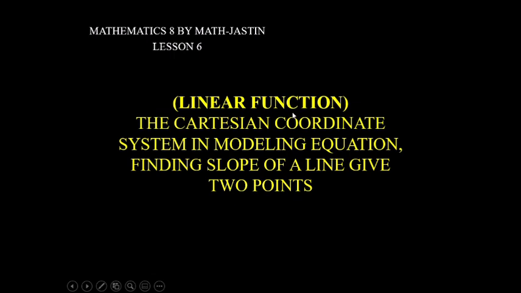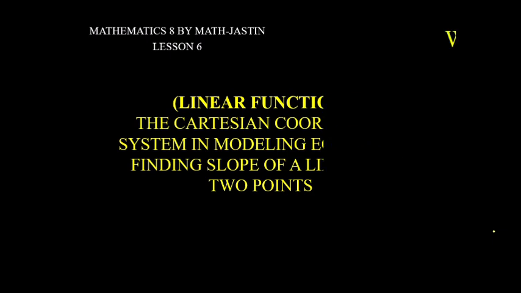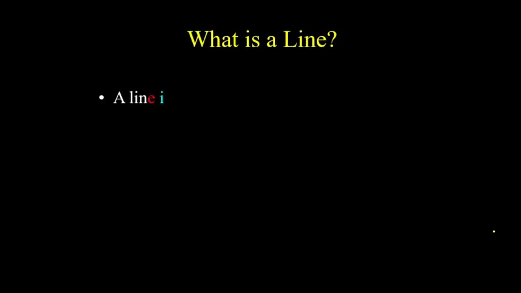Hello math learners, for today's video we are going to proceed in Mathematics 8, and that is all about the Cartesian coordinate system in modeling equations: finding the slope of a line given 2 points. So, this is actually "given," not "give." So, yeah, given 2 points. Let us start. What is a line?